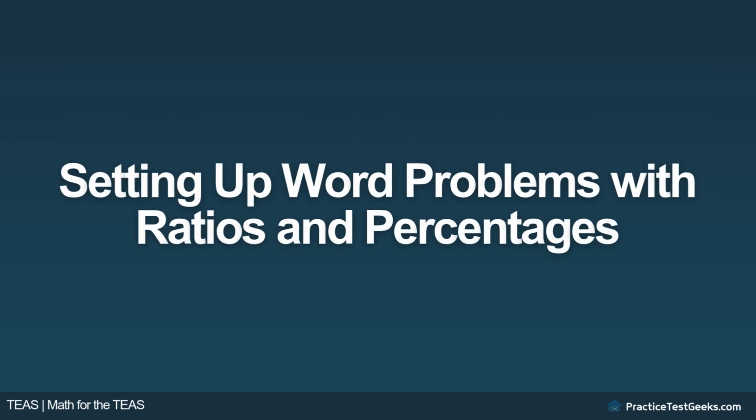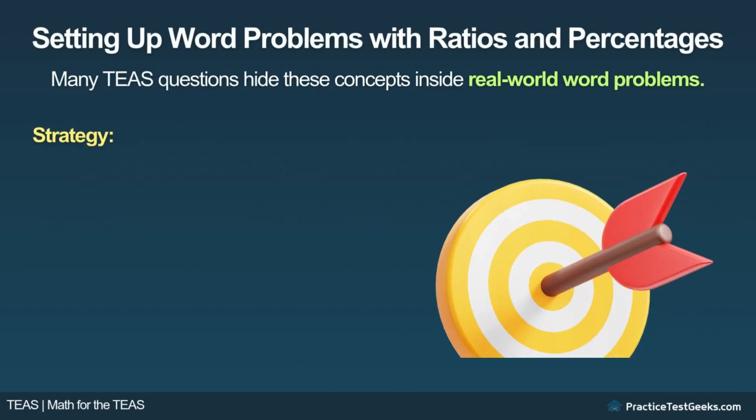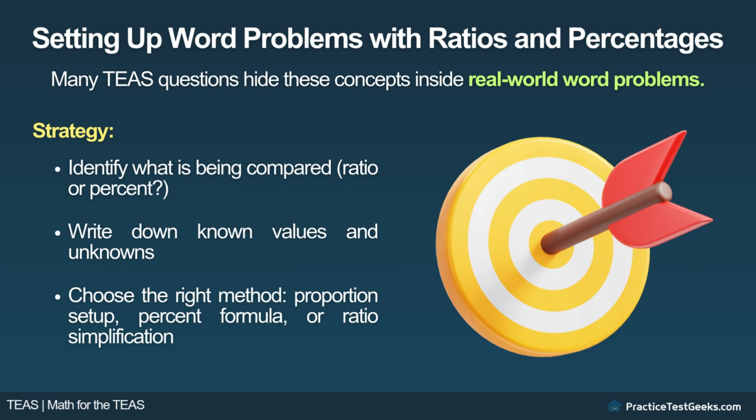On the TEAS, math often appears in real-life word problems, especially when it comes to ratios and percentages. So how should you approach these questions? First, listen carefully for what's being compared. Are you working with a ratio, or is it asking for a percent? Next, write down what you already know and identify the missing value you're solving for. Then, decide on the best method to solve it. If two quantities are being compared, you'll usually set up a proportion. If the question asks, what percent of, use the percent formula. And if it's simply comparing values, you might just simplify a ratio.